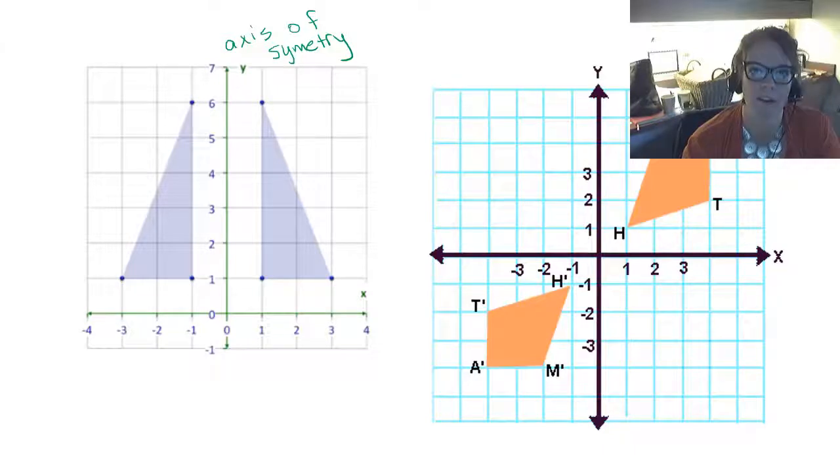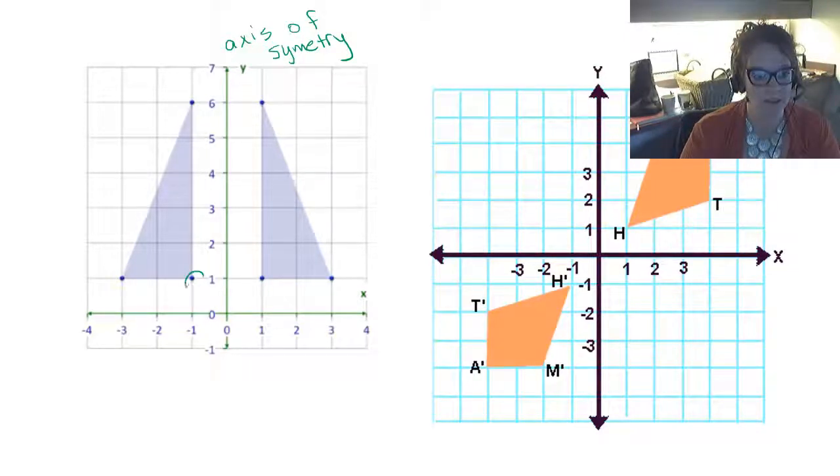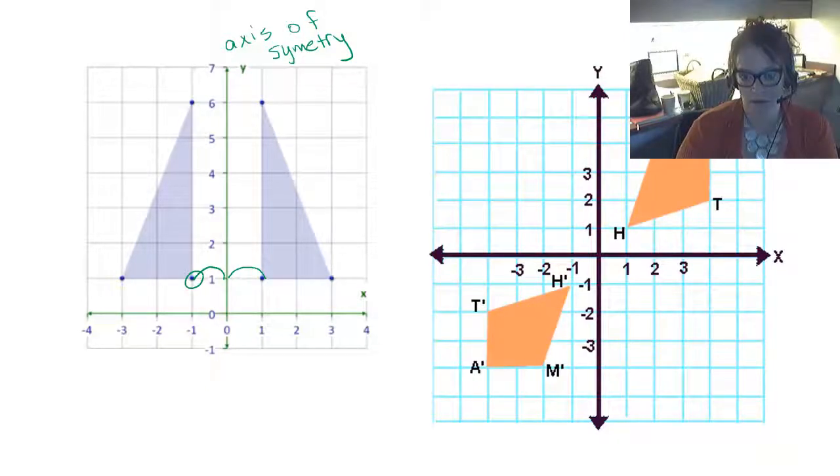I hope I spelled that right. Okay, so they've used the y-axis, that vertical line, as their axis of symmetry. So if you look at this point here, it was one space to the left of the axis of symmetry, and so when they did the image, they moved it one space to the right, and they flopped it over like that.